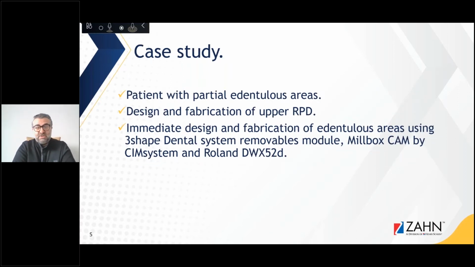So basically, the patient comes in, has a need for a partial with edentulous areas. We design and fabricate the upper RPD with 3Shape, printed, or even milled. And then immediately we design and fabricate the edentulous areas using 3Shape Dental Systems removables, and then mill it with Millbox CAM with SIM systems or Roland 52D. Now, this is my choice for this presentation. Obviously, if you go through the process, you will have your own preferences in regards to printing or milling, or however your design would come out, and whatever you feel comfortable with in your environment.